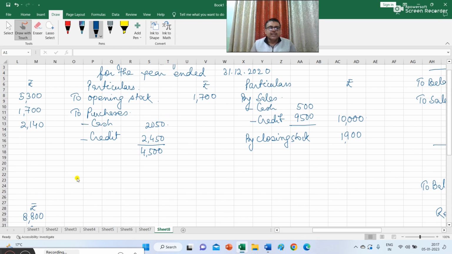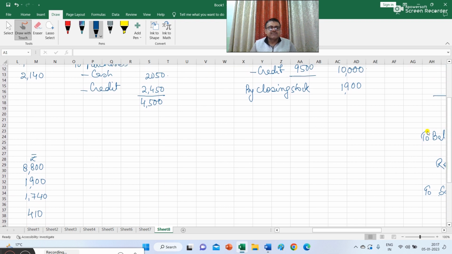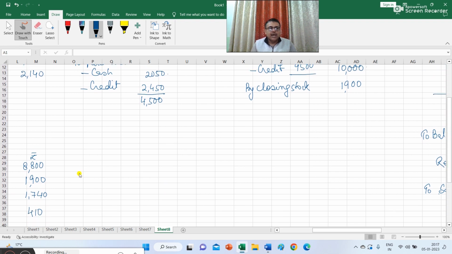So in the beginning we have to prepare the trading account, and leaving some space here, I have to prepare the profit and loss account. So I am writing here to general expense, and the amount is rupees 1000. Next is drawing rupees 300.